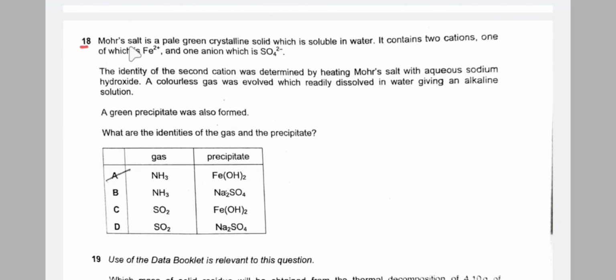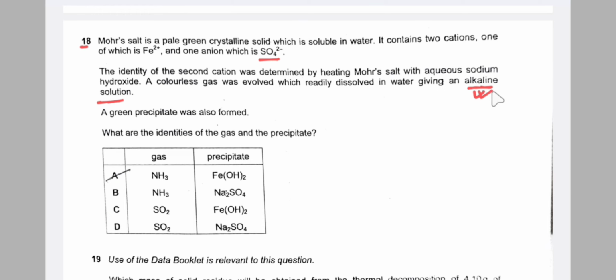So question number 18, Mohr's salt is a pale green crystalline solid which is soluble in water. It contains two cations, one of which is iron 2 plus, and one of the anions is sulfate. The identity of the second cation was determined by heating the salt with aqueous sodium hydroxide. A colorless gas was evolved which readily dissolves in water, giving an alkaline solution. A green precipitate was also formed. What are the identities of the gas and the precipitate?